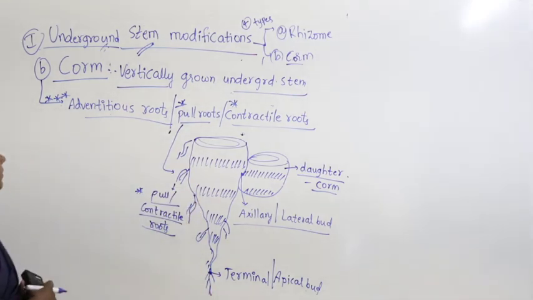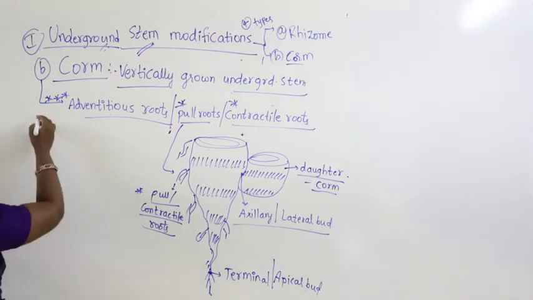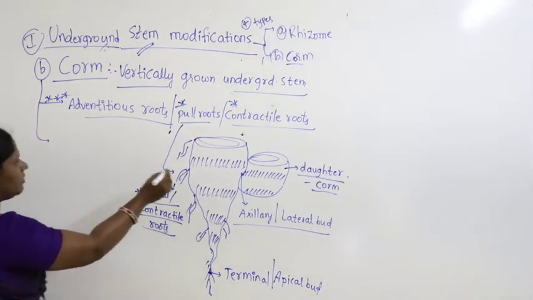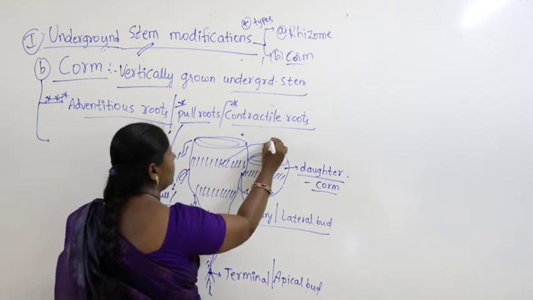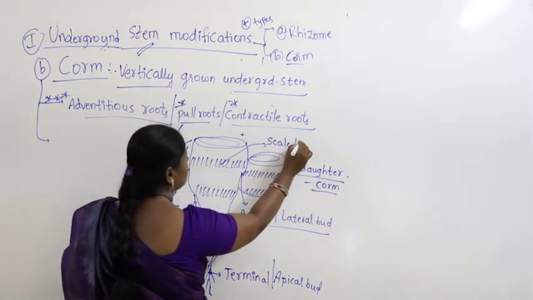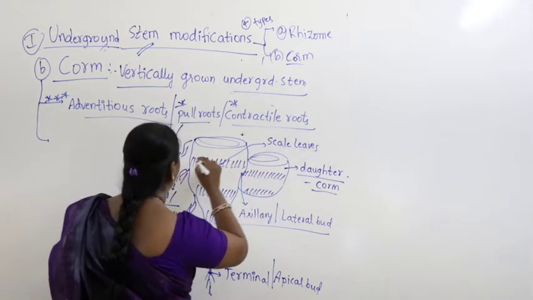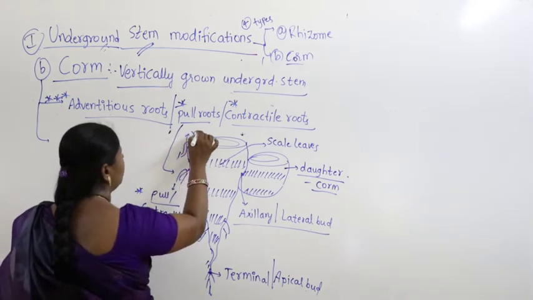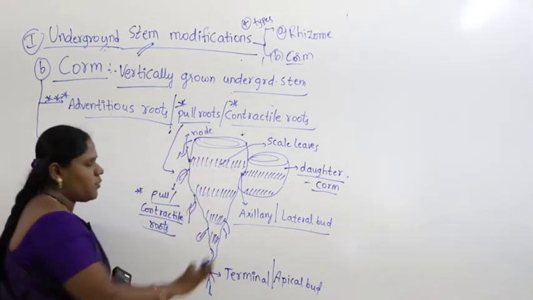Right. Now apart from this, if you look at this case, these are nothing but scale leaves, no doubt. These are called scale leaves. They arise from the point called the node. All other points are the same.